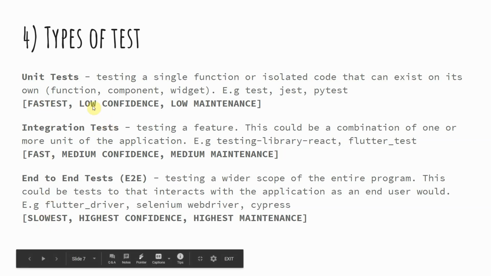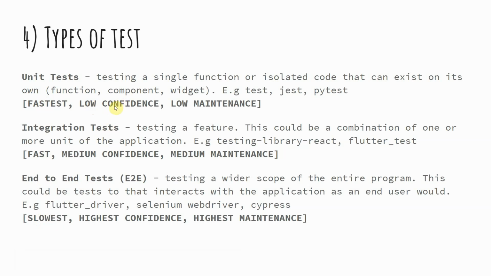Now, for unit test, you have low confidence. What does that simply mean? Low confidence simply means that if you test a function that converts lowercase characters to uppercase characters, you're going to have low confidence because at the end of the day, having that function work does not mean that your application will work. An application contains multiple components, multiple parts. That function is going to be used by a component, and that component is going to be contained inside another component.